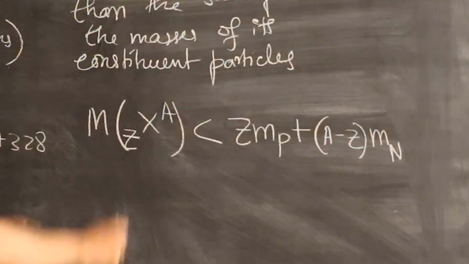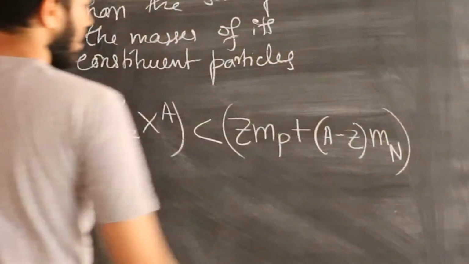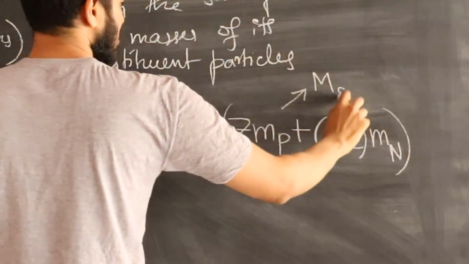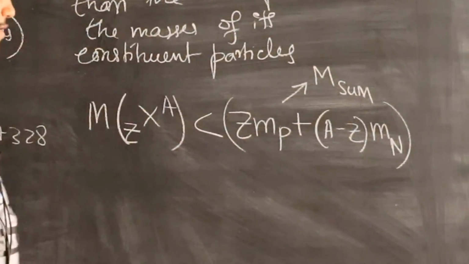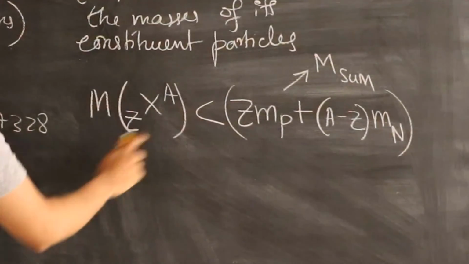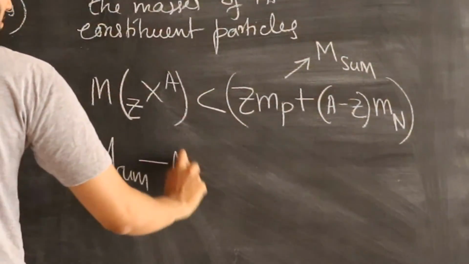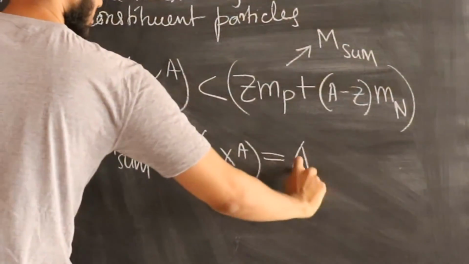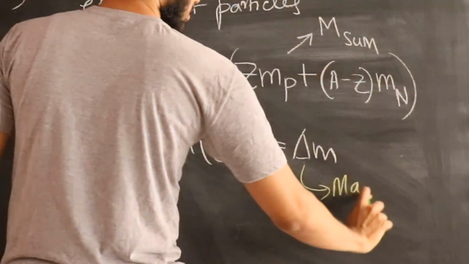Okay? And so if you take the difference of these two, let me give this a shorthand notation. Let me call this M sum. Sum stands for adding up the masses of the protons and the neutrons. So if you take the difference, this is going to be always bigger than this one. So if you take the difference of this minus M of the nucleus ZXA, this is what we call delta M, and this is the idea behind mass defect.